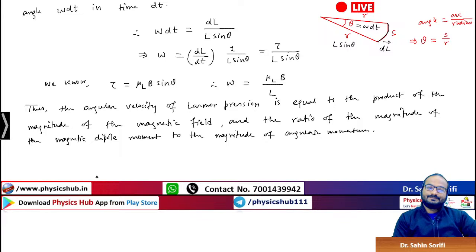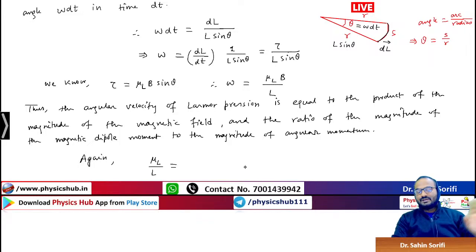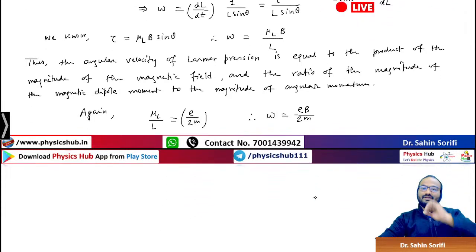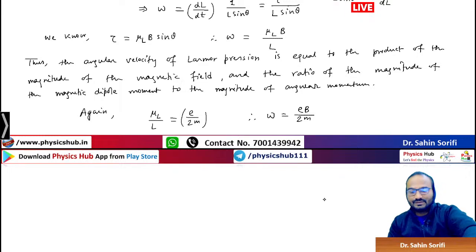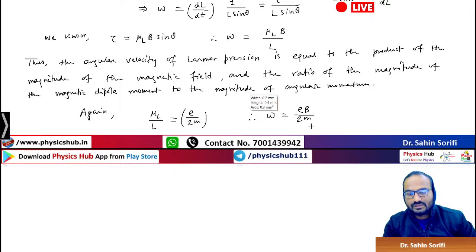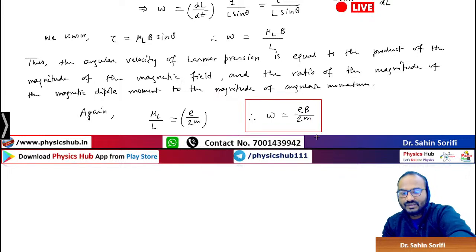Now you already know what is the value of mu L by L. We have seen that mu L is equal to minus e by 2m into L. If you only consider the magnitude, mu L is equal to e by 2m into L. So mu L by L is equal to e by 2m. From that we get the value of omega is equal to eB by 2m. This is the Larmor frequency in terms of omega. In terms of f, if you want to calculate, then you have to divide by 2 pi. So this formula is very important.